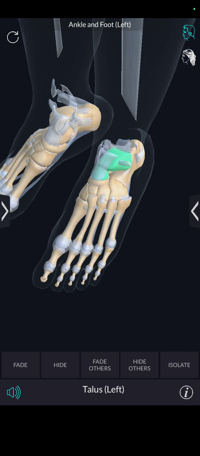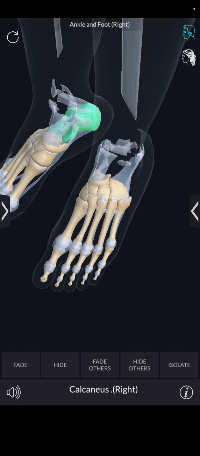The talus bone, astragalus or ankle bone, is one of the group of foot bones known as the tarsus. In humans, the calcaneus or heel bone is a bone of the tarsus of the foot which constitutes the heel.